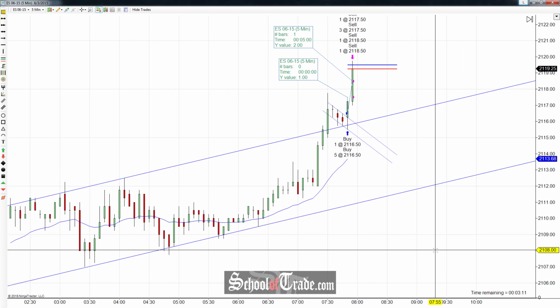Beautiful little kind of breakout with a pullback into a flag formation with a retest rather of the channel highs, and then it rockets right through the highs. Beautiful movement. So that's going to do it for us. 32 ticks on the trade, $400.